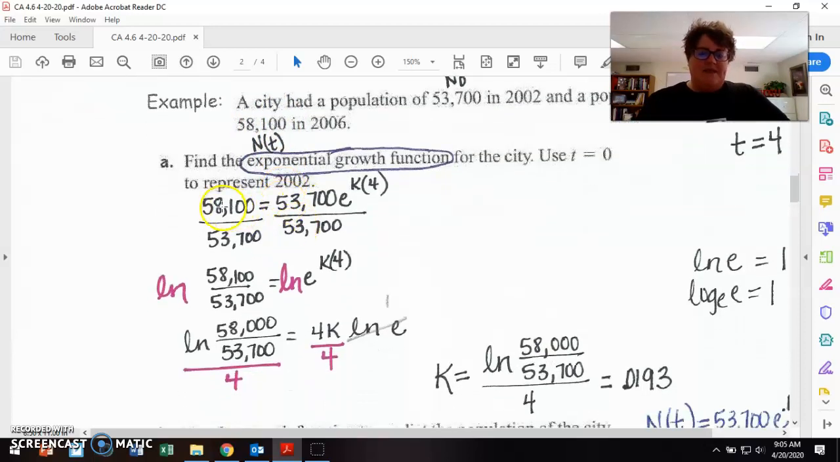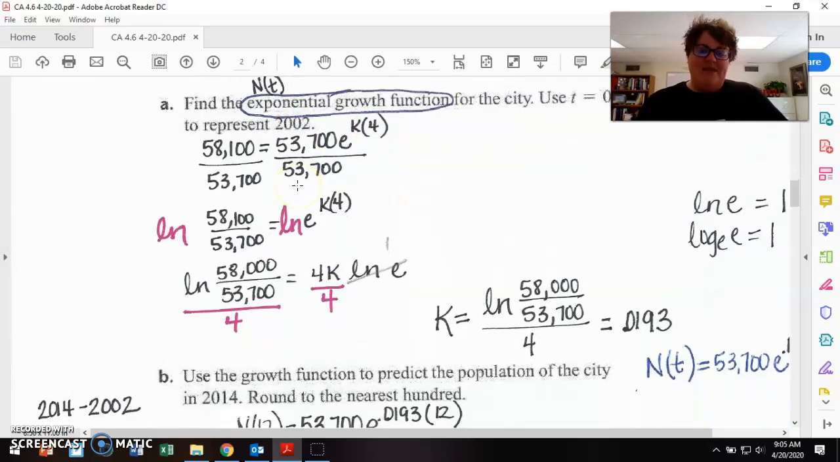So I've set this up: 58,100 is equal to 53,700 e to the k times 4. Now to solve for k, that's what we're trying to find right now. To solve for k, I want to first divide by 53,700. So I get my division, and then I have e to the k times 4.